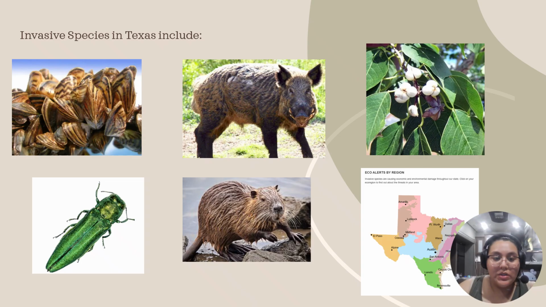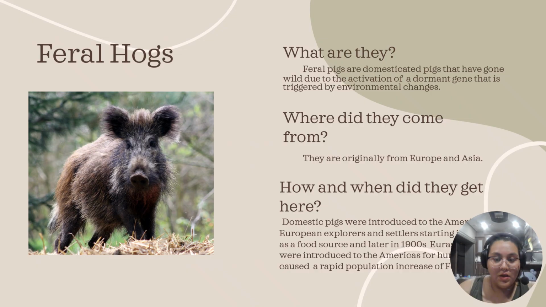Okay, so I've included some examples of invasive species in Texas, and these are in order. First is zebra mussels, feral hogs, Chinese tallow trees, emerald ash borers, nutrias, and many more. Today I'd like to focus on feral hogs, which is one of the most invasive species in Texas. There's an image of a feral hog.